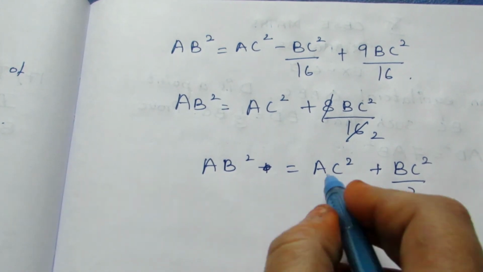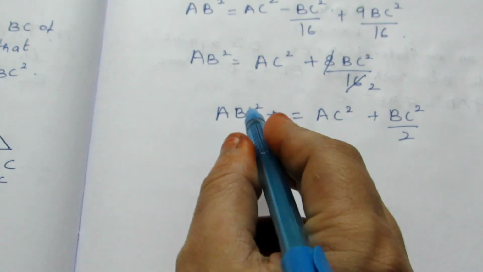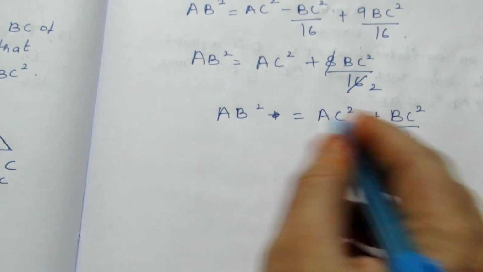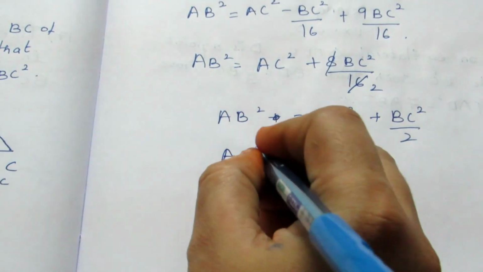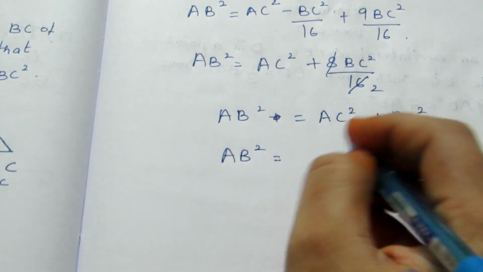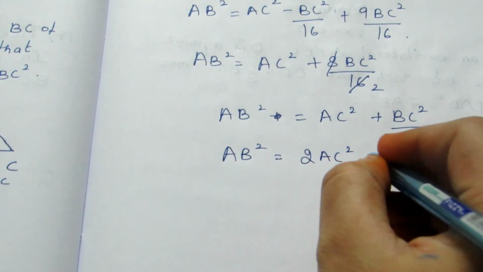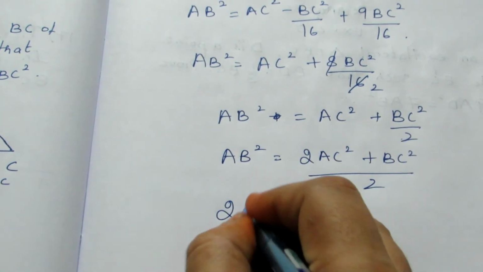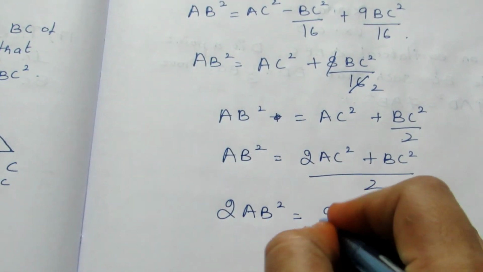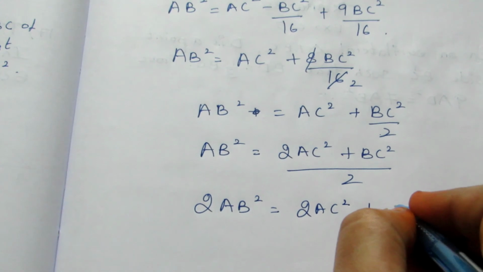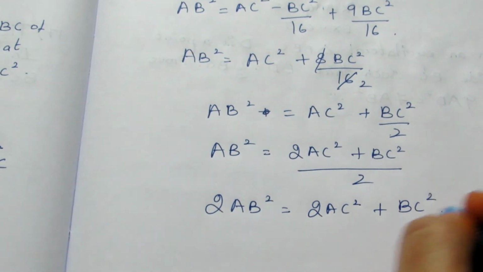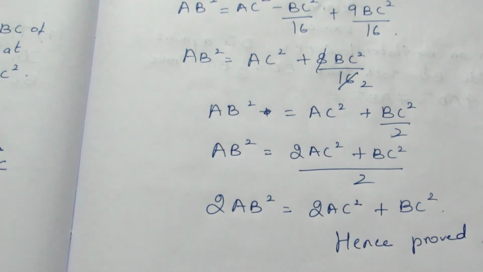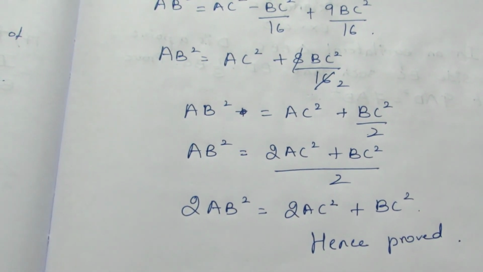Now taking LCM, here we can't bring this number to this side directly. Only if it is common to both the terms can you bring it to this side. For that reason take LCM. If I take LCM, just multiply with the number, plus BC square by 2. Now bring 2 to this side. So 2AB square is equal to 2AC square plus BC square. This is what we needed to prove. So we have proved it. So hence proved. That's all with the sum. Thank you.